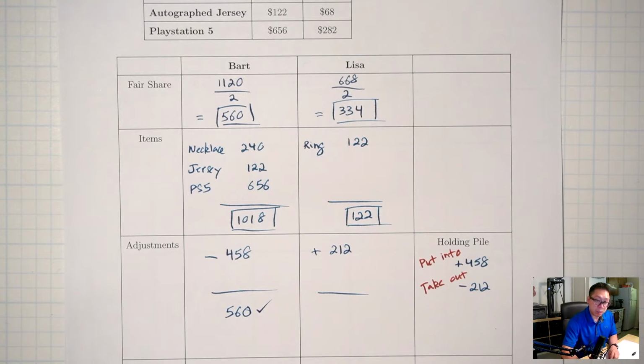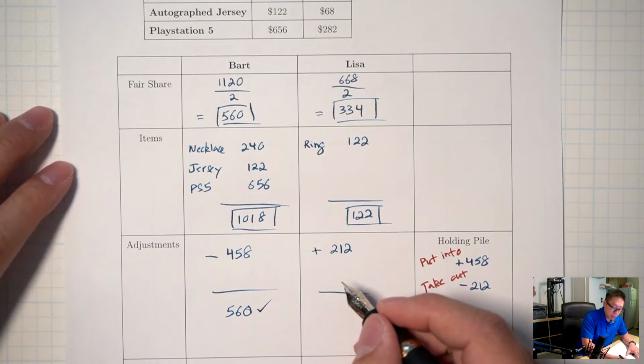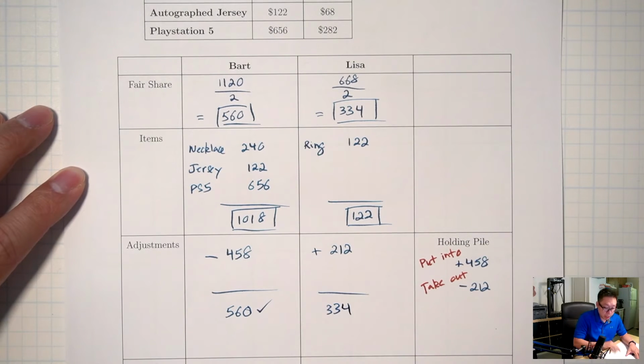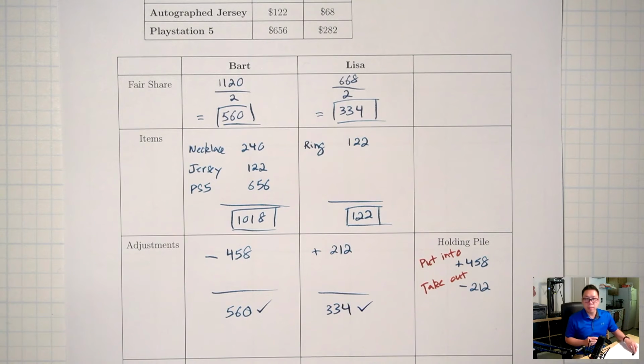So 122 is the items that Lisa got, and then we gave her some money, and that should get her up to 334. Okay, if we did it right, this number should match the fair share. So we're good. So right now, everybody should be happy.